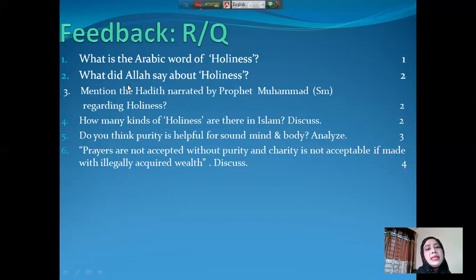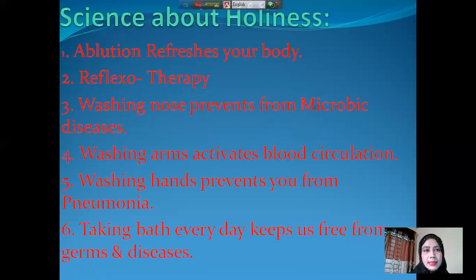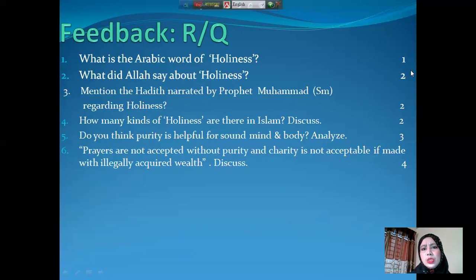Okay, what did Allah say about holiness? It is discussed in this class. In the slide you will get it, and in your book page number 24, 25, you will get this. And here you see the mark is 2, right? So for these 2 marks, you have to make 2 paras. Okay, then mention the hadith narrated by Prophet Muhammad sallallahu alaihi wasallam regarding holiness. Here also the mark is 2, so you have to make 2 paras, and you will get this discussion in this class slide. Not only that, in your book you will also get it.